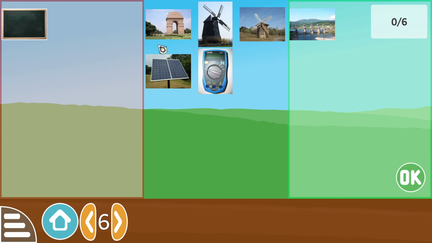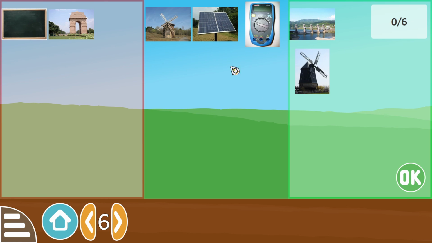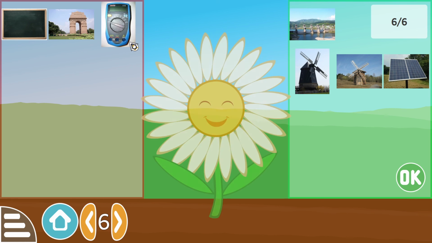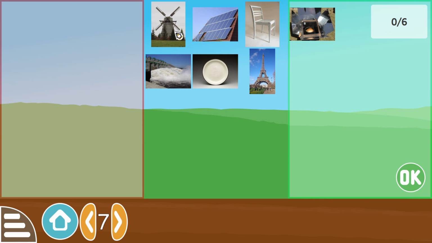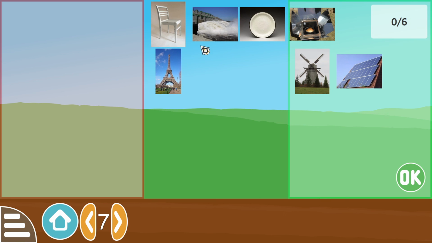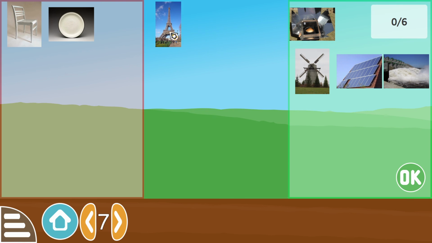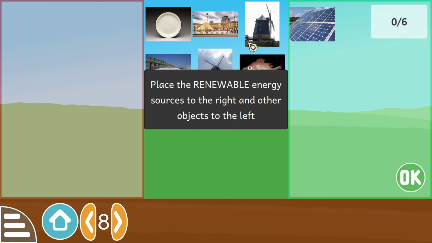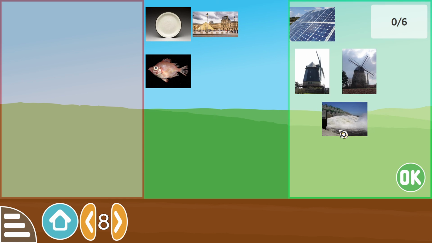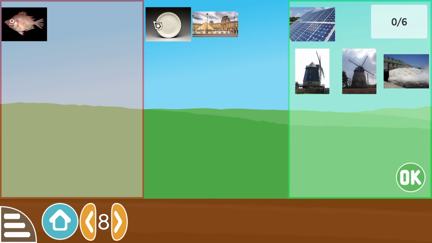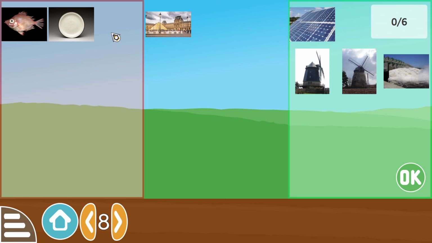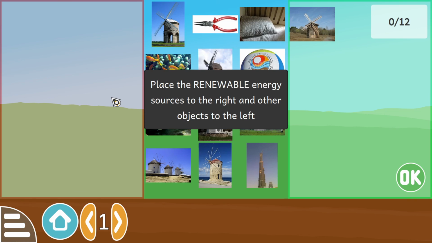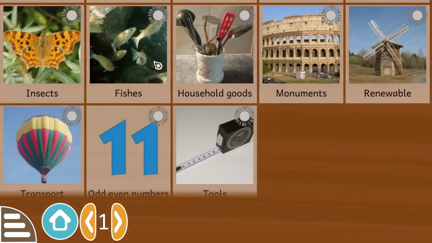So it looks to be a chalkboard, a monument, windmill, solar panel, and multimeter. Windmill, solar panels, and a dam. Windmill, dam, and second windmill, fish, plate, and I think that's an important monument in France. Could be wrong, but it doesn't look like it's associated with renewables. So we've finished those ones.